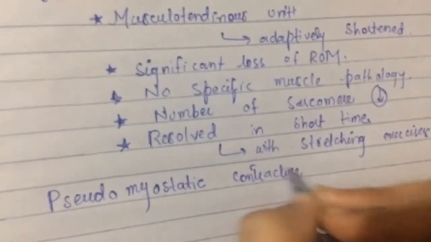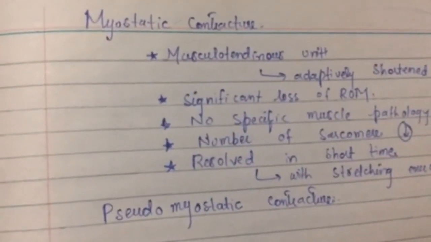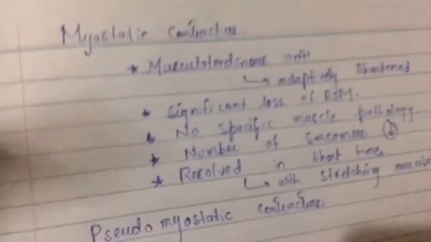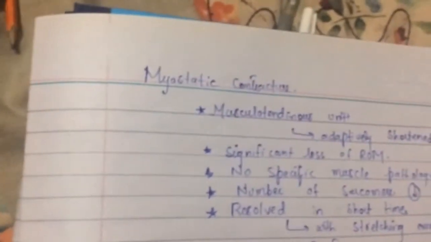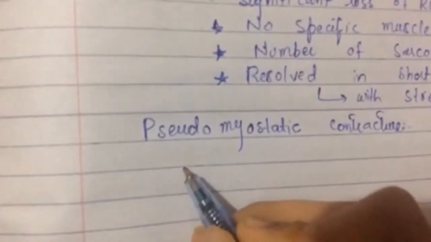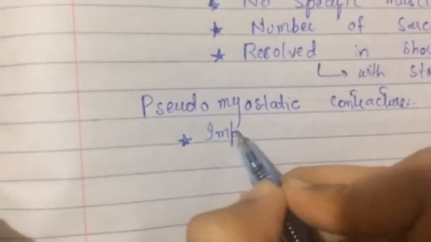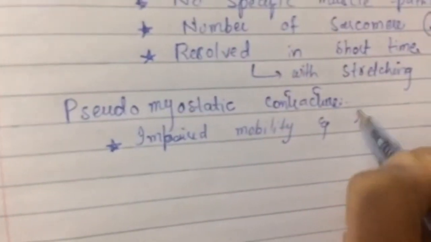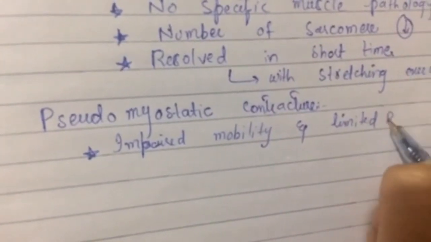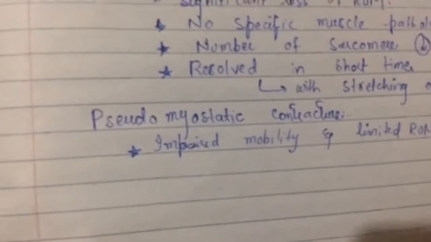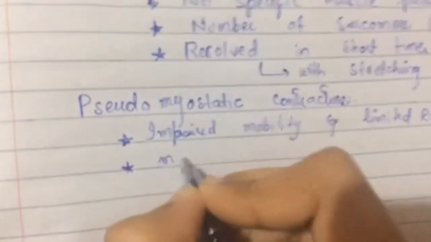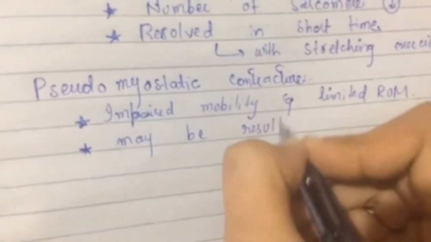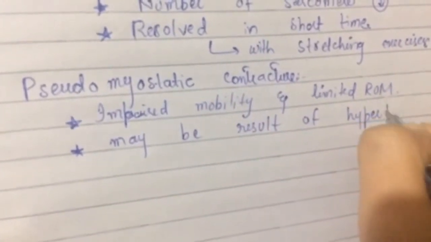Basically, in this, mobility is impaired and ROM is limited, and the pathology present is hypertonicity. Not only hypertonicity, but central nervous system lesions are involved. So the impaired mobility and limited ROM are the result of hypertonicity, that includes spasticity and rigidity.